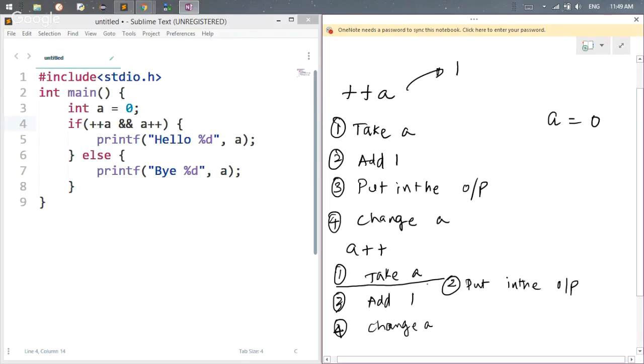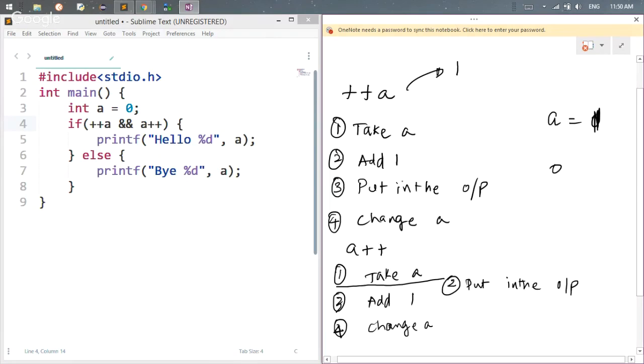Now, A plus plus works like this: you take A, put it in the output, so the output will be 0, and then add 1 and change A. So still the output will be 0. The evaluation will still be 0, but A would have changed to 1. This is why they call it post-increment. You put it in the output and then add 1.